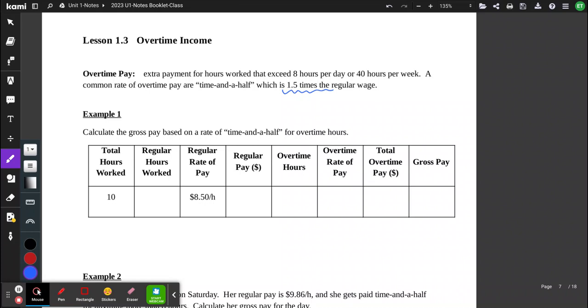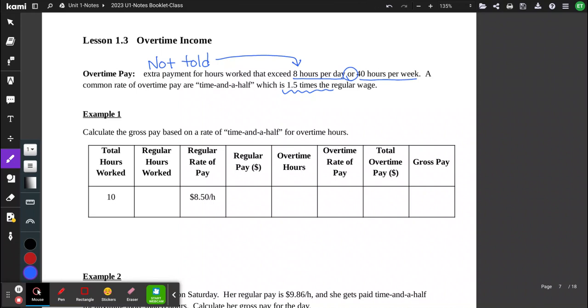Thank you, Danny. Okay, this is lesson 1.3, overtime income. So we're going to talk about it again. Overtime is the extra payment for hours that exceed 8 hours per day. So if you are not told, this is what you go by: 8 hours per day or 40 hours per week. Now, that 40 hours, you could work 4 10-hour days, and that gives you your 40 hours.